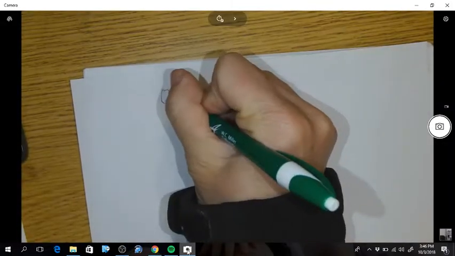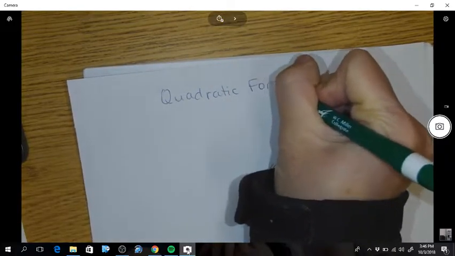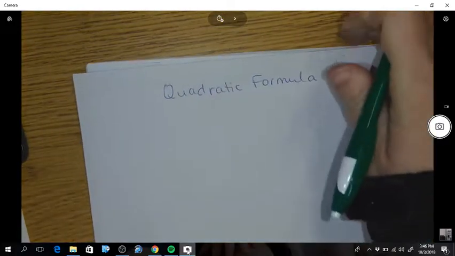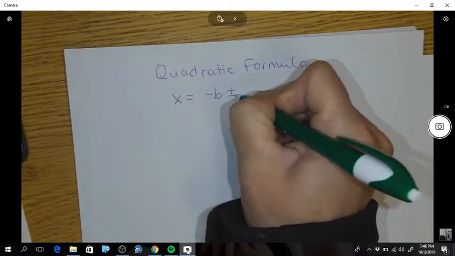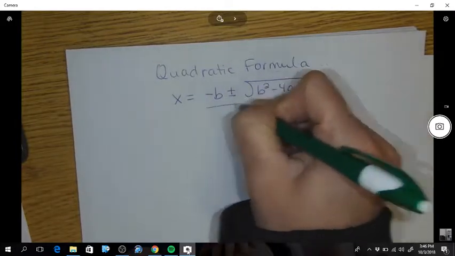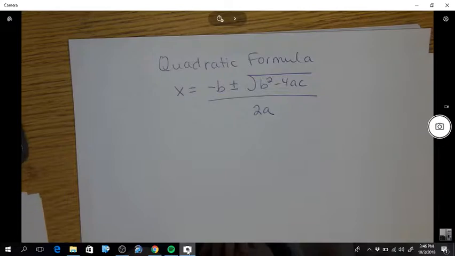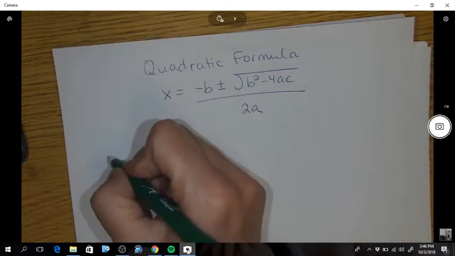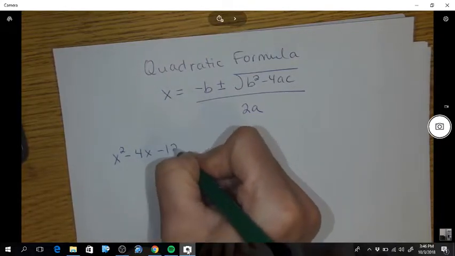Okay, we're going to talk about the quadratic formula today. I'm going to give it to you. X equals negative b plus or minus the square root of b squared minus 4ac, all of that over 2a. So that would be on your formula sheet. I'm going to start with an example.